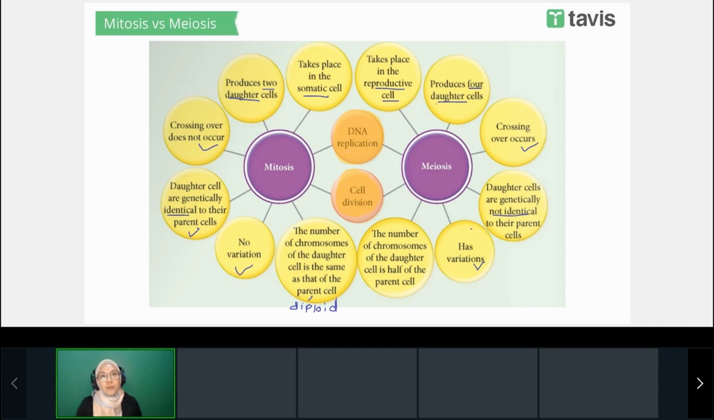If the number of chromosomes at the beginning is four, and at the ending it is two, then it is meiosis. We call it haploid.